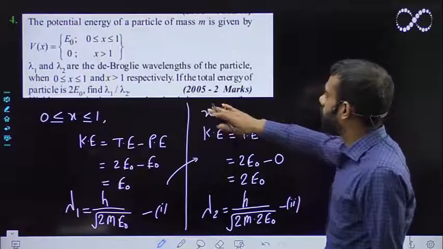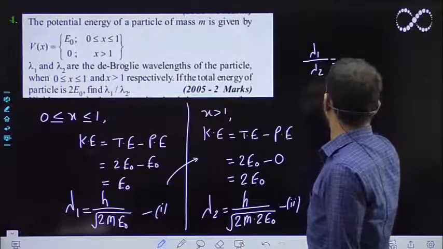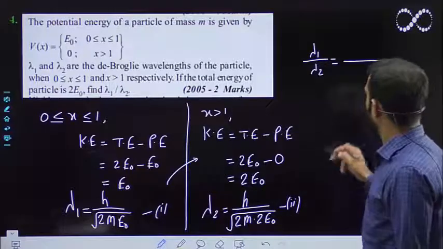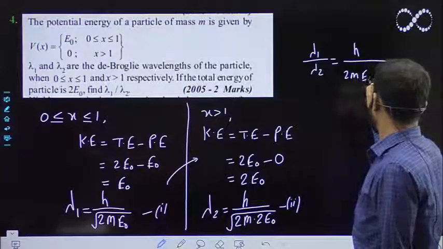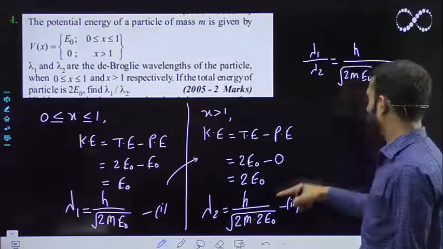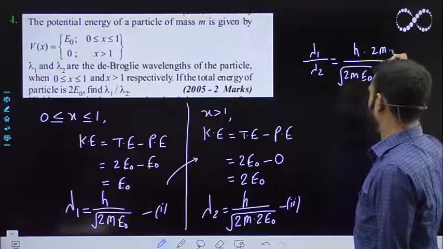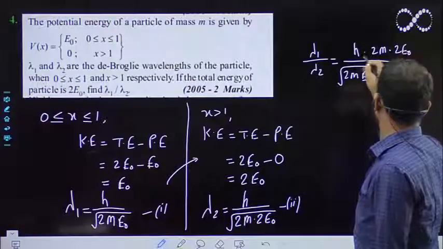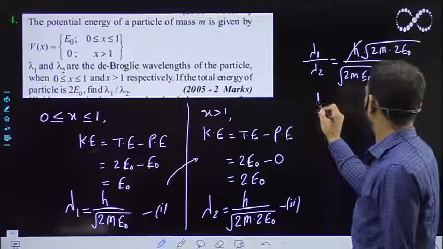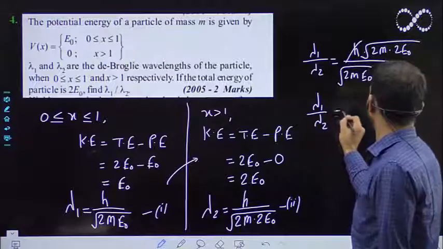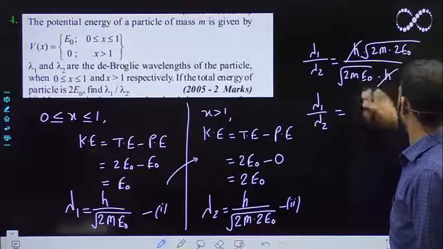Now it is asking for the ratio lambda 1 upon lambda 2. So lambda 1 upon lambda 2 is equal to h upon root of 2m E naught, divided by lambda 2, which is h upon root of 2m into 2 E naught. So this will get cancelled out, and if you do the calculation, obviously root of 2m will get cancelled out, root of E naught will also get cancelled out.